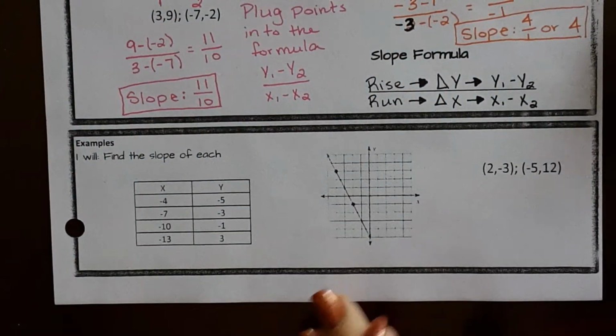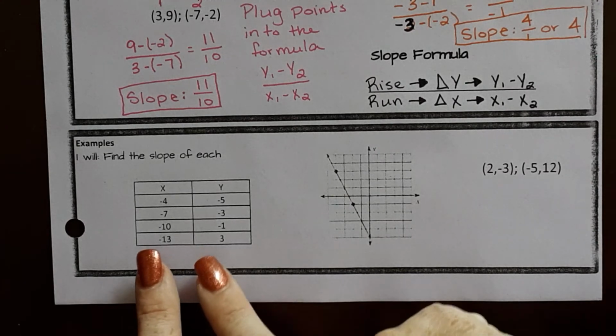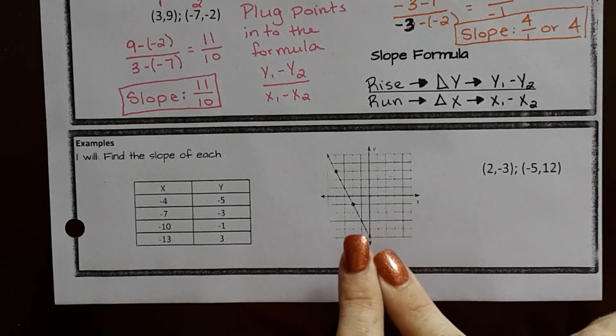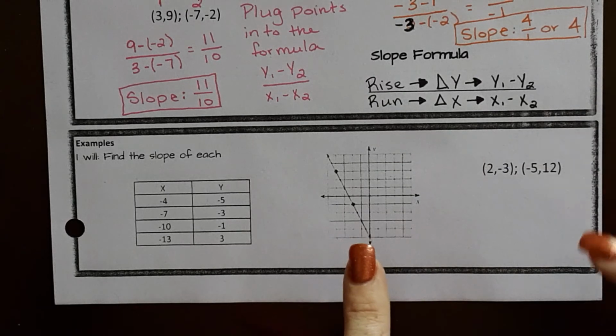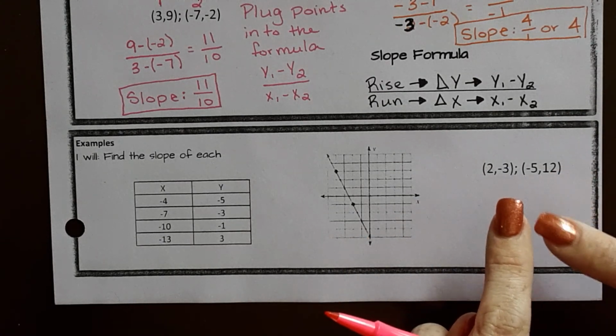Okay, there are 3 problems here at the bottom. 1, finding slope from a table. 2, finding slope from a graph using the formula. And 3, finding the slope from 2 points, also using the formula.